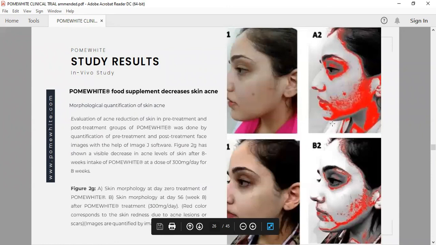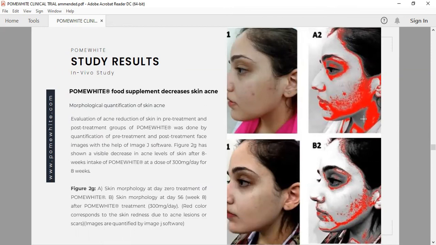This is the very important essay of our study, because after the visual analog analysis, we got the pictures from a DSLR camera of different volunteers before treatment and after treatment. Now, these before-treatment and after-treatment photographs were then analyzed with the help of image software.